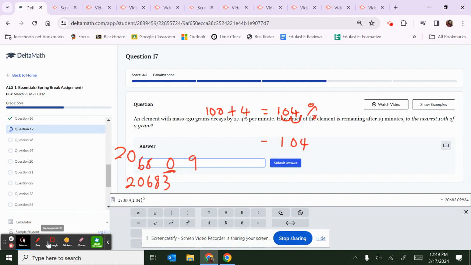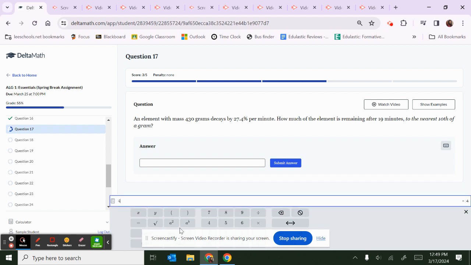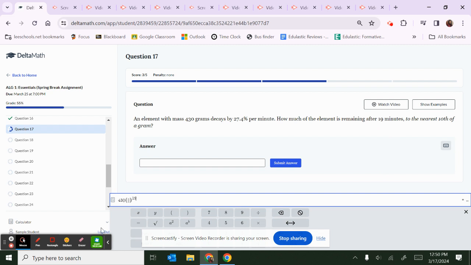Okay, so let's do another one, guys. Let me clear this away. All right, so I would have 430. That's my initial. What's your time? The 19, because it says 19 what? Minutes. Minutes would be time. So it says decay by 27.4. Decay means I'm going to subtract 27.4 from how much? From 100. So 100 minus 27.4 would be 72.6.